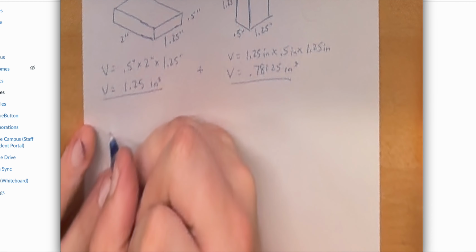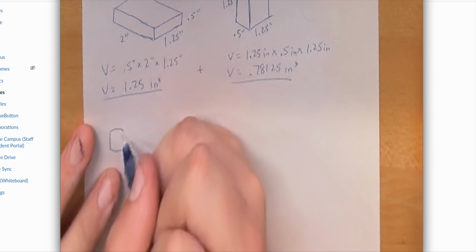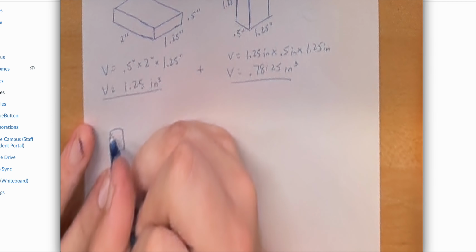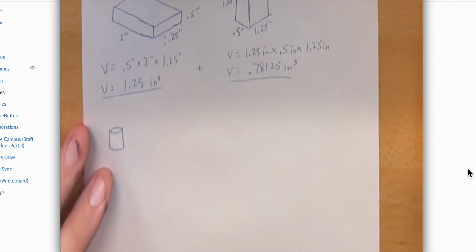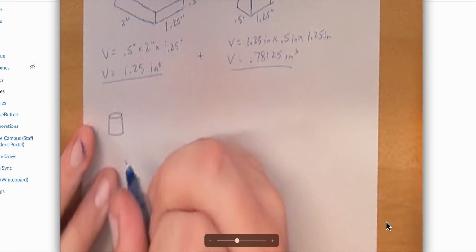So what I'm going to do now is go ahead and draw out one of these cylinders here. I'm going to try to do the best job that I can drawing out this cylinder. And so here's our cylinder. Now what they say for our particular case, remember this is going to be different for you because it's randomly generated, is the radius is 0.33 and then our depth is actually pretty close.